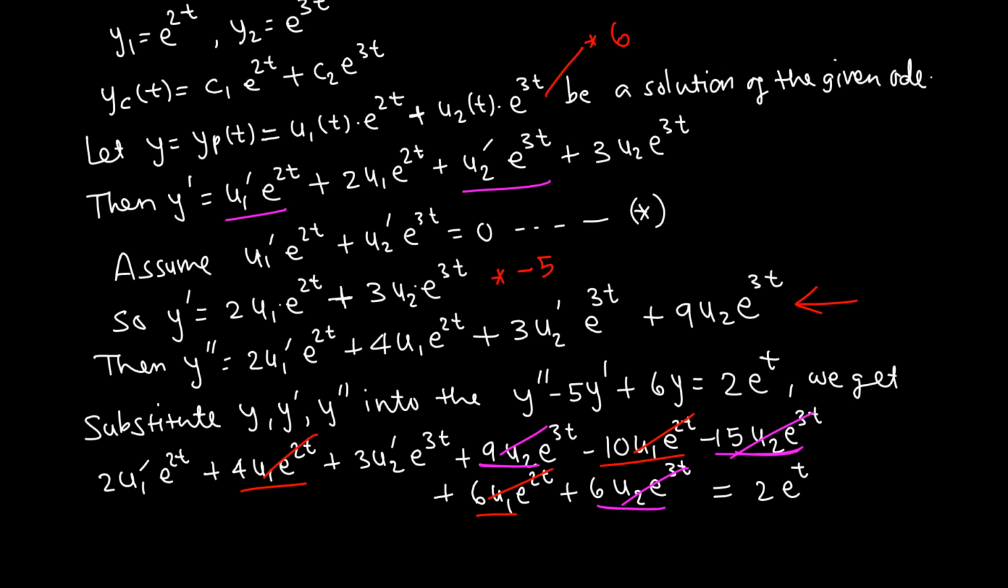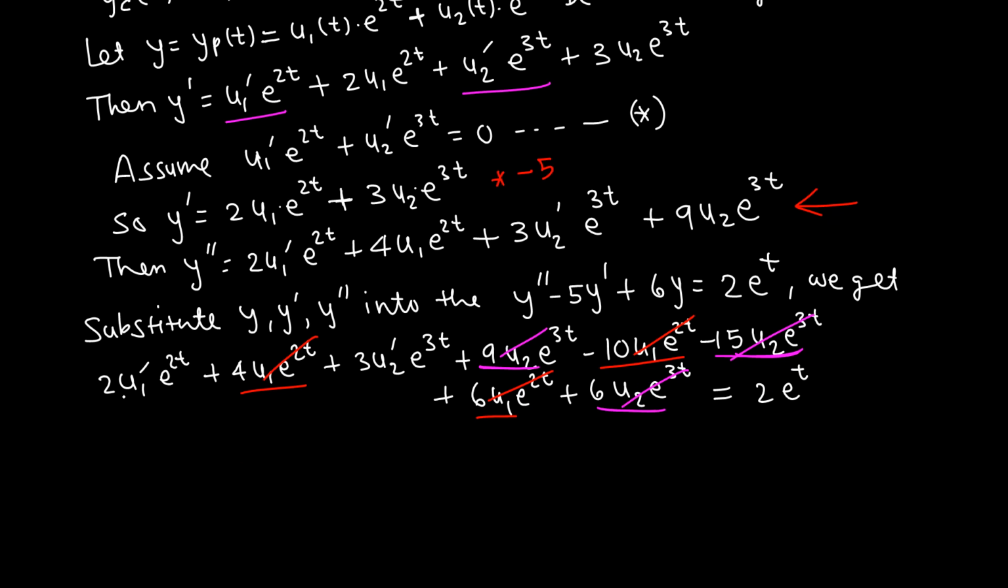Okay, then we have 2u1 prime e raised to 2t plus 3u2 prime e raised to 3t is equal to, right hand side is 2e raised to t. So this is another condition on u1 and u2. Let's say equation 2.